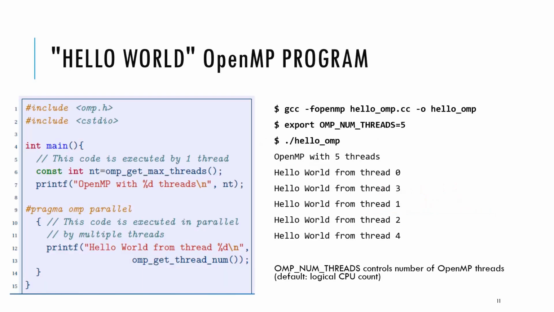So let's consider the first example about OpenMP. Our hello world program or example about OpenMP is the following. It's a simple C program in which we have included the standard input-output.